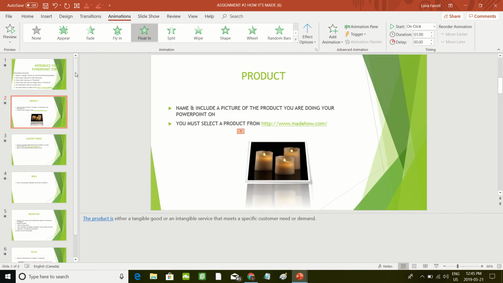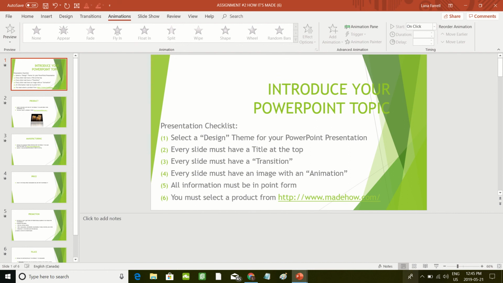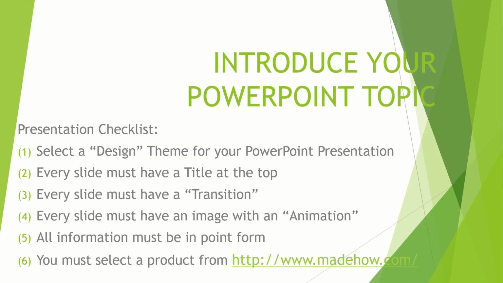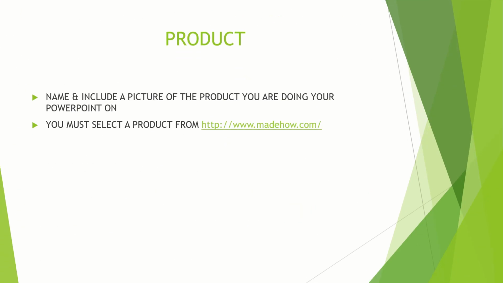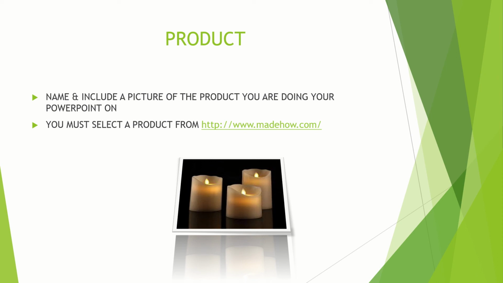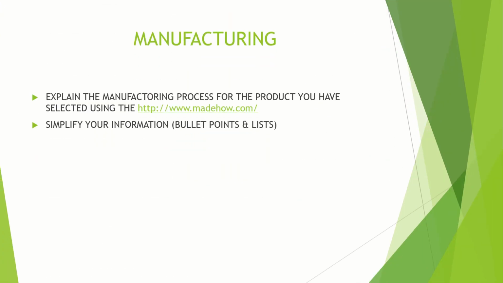So let's just take a look at our presentation currently and put it into slideshow mode. So since I chose the push transition, every slide is going to push in. For my product, I selected an image and my animation was float in. Every slide for your presentation must have an image and it must have bullet point form text.